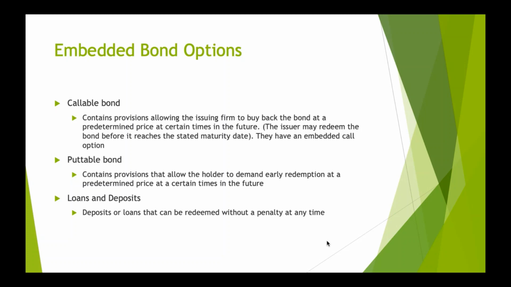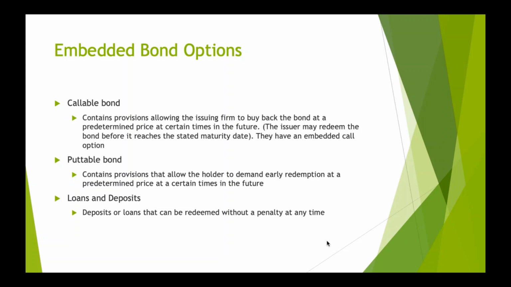In the embedded category, we have three different types. The callable bond, which is also known as a redeemable bond, contains provisions allowing the issuing firm to buy back the bond at a predetermined price at certain times in the future. This basically means that the issuer may redeem the bond before it reaches the stated maturity date. This may be beneficial to the bond issuer if interest rates are expected to fall. In this case, the issuer may redeem their bonds and issue new bonds with a lower coupon rate.